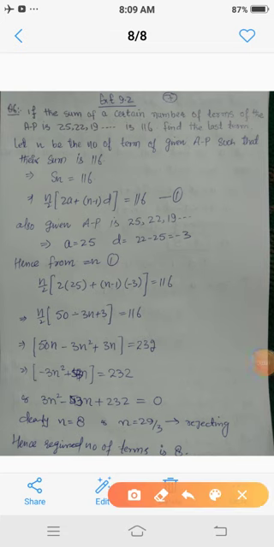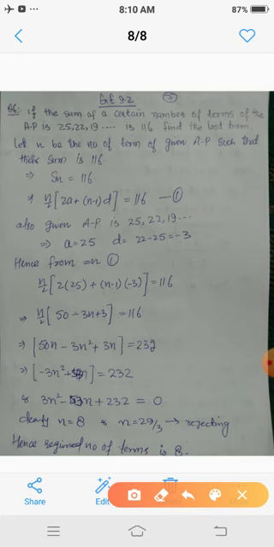Dear students, we are discussing exercise 9.2. Today we are going to discuss it further. Question number 6 of this exercise 9.2 is: if the sum of a certain number of terms of the AP 25, 22, 19, and so on, is 116, find the last term.